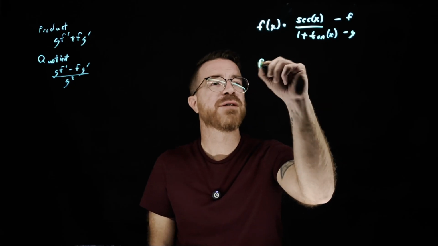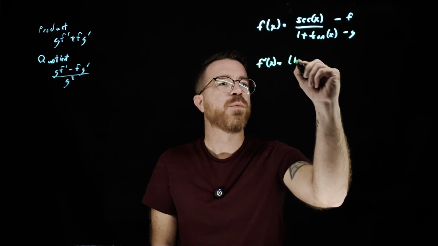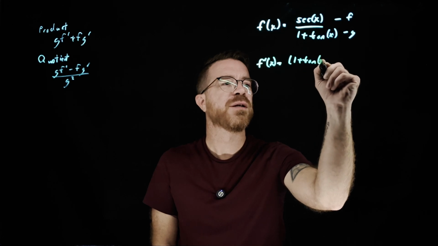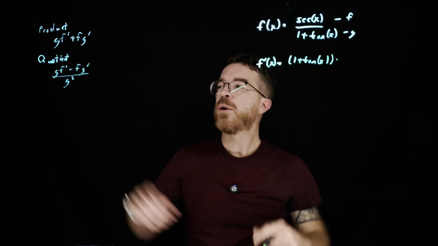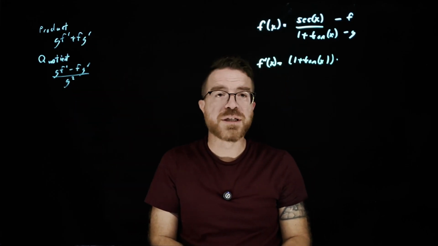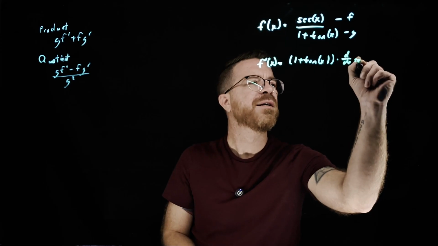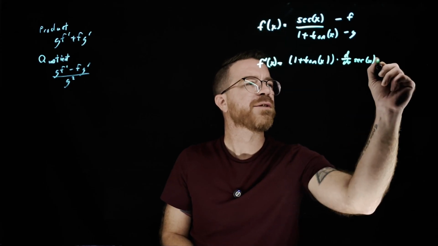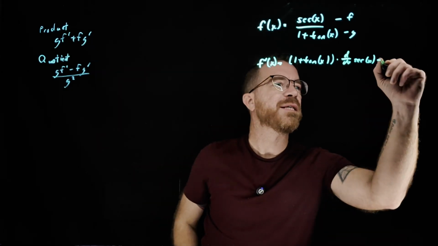So the derivative of this, I'm going to leave my g term alone. This is going to be 1 plus tangent of x times, now I'm going to take my derivative of my f term. This is going to be, so actually let me write this down first. This is going to be d dx secant x. Let me do that so that nobody gets lost. So the next one, I'm going to leave f alone. So this is going to be secant x.